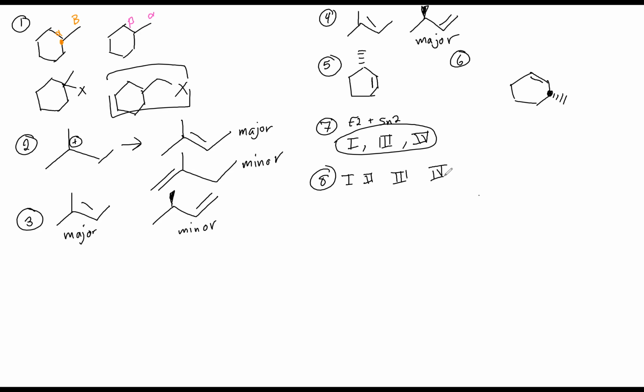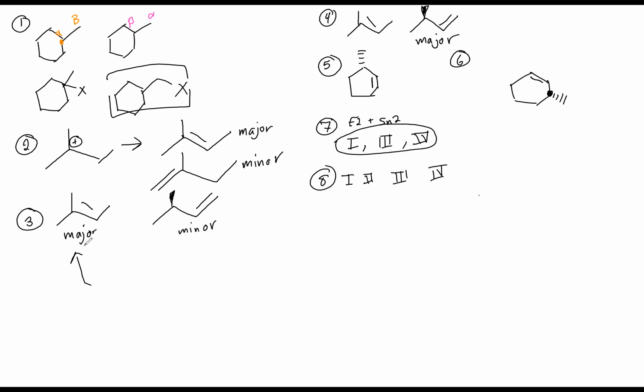Somebody said, is the major 3... sorry, which one are you talking about? Number 3, the major is the major product because the strong small base can make the Zaitsev product, and that major product is the Zaitsev product. Does that make sense?